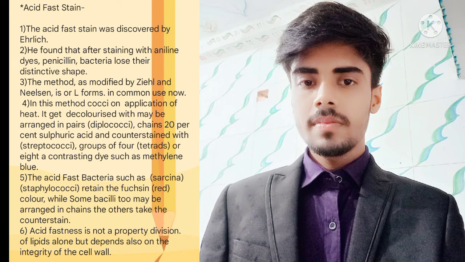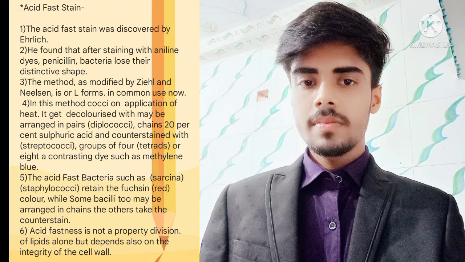Now we are going to discuss the acid-fast stain. As you already know, the acid-fast stain was discovered by Ehrlich, and he found that after staining with aniline dye, bacteria retained their distinctive shape. This acid-fast staining method was modified by Ziehl and Neelsen. Nowadays this method is widely used by scientists for staining of bacteria.